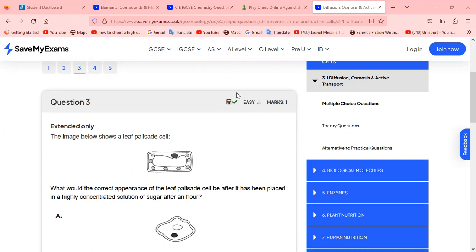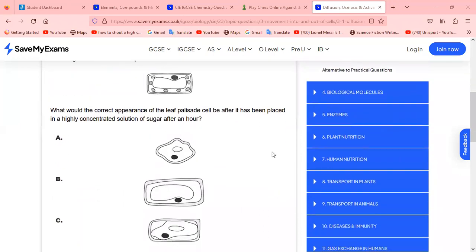Okay. So the image shows a leaf palisade cell. What would the correct appearance of the leaf palisade cell be after it has been placed in a highly concentrated solution of sugar after an hour?